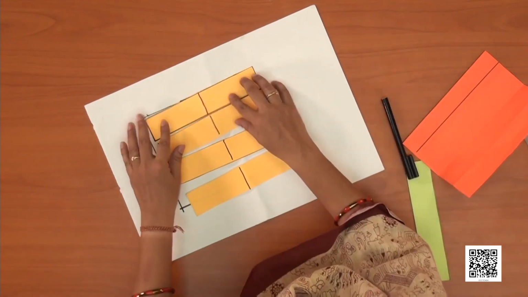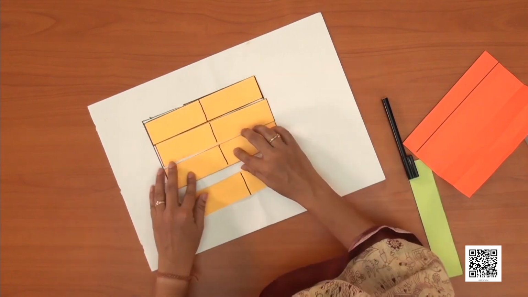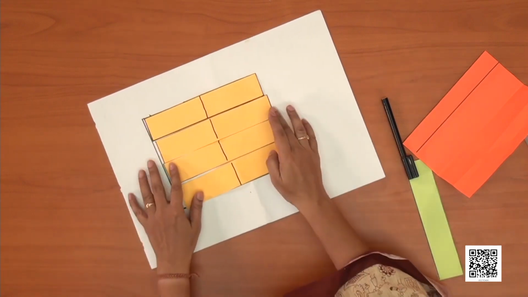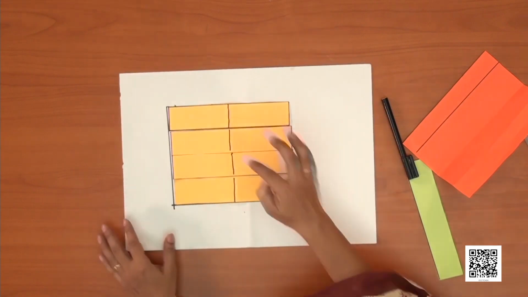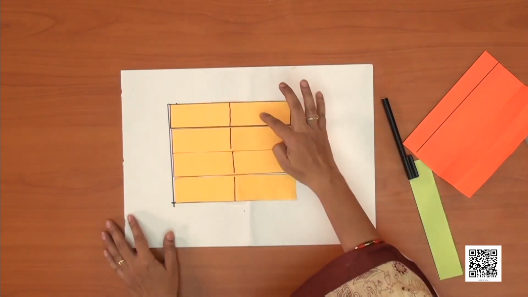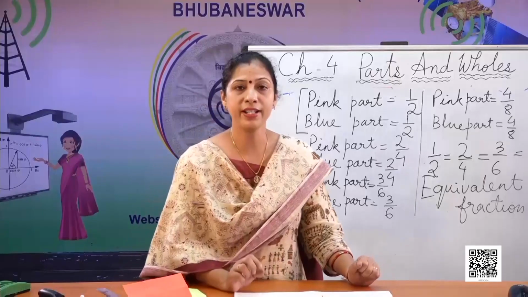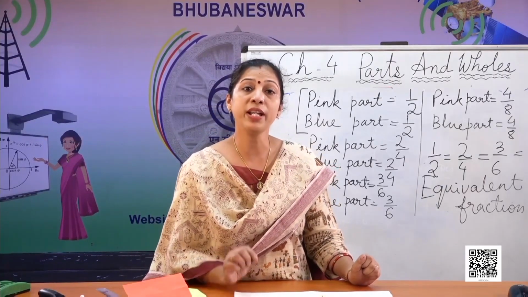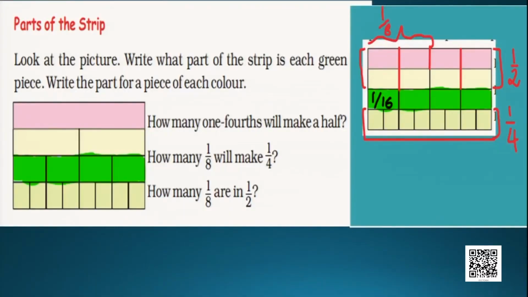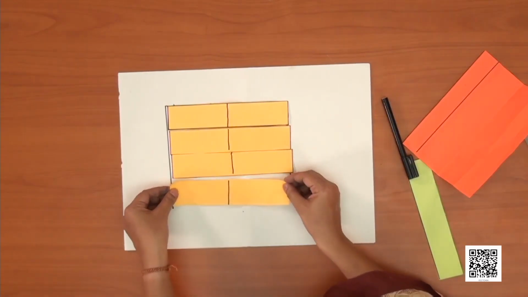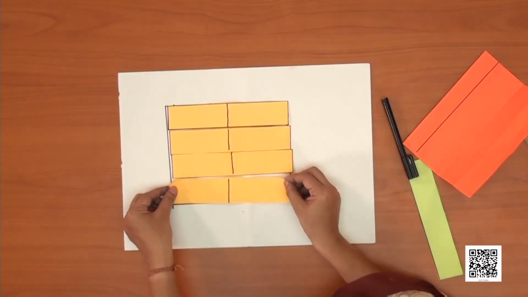Now children, if I put a line like this on this rectangle, can you see that it is divided into 8 equal parts? 1, 2, 3, 4, 5, 6, 7, 8. Now it is divided into 8 equal parts. So how many 1/8 will make 1/4? Now we know that this is 1/4. Yes or no? This is 1/4 of the rectangle we have already found out.